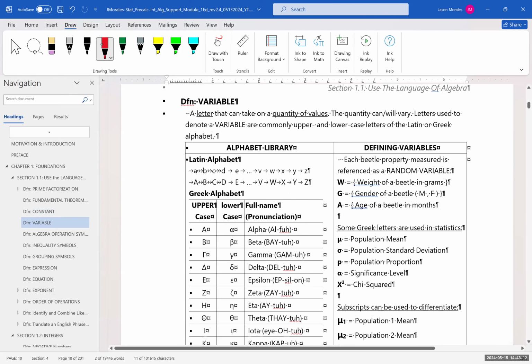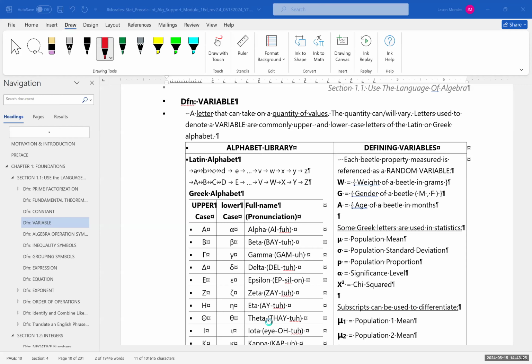So what's a variable? A variable is a letter. Let me bring something up here. Sorry about that.